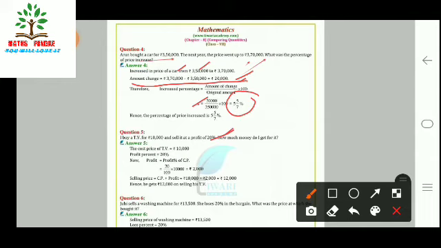Now then we have: I bought a TV for rupees 10,000 and sold it at a profit of 20%. How much money do I get for it? So looking here, the cost price of the TV is 10,000. Profit percent is 20%. Now the profit is equal to profit percent of CP, which means 20 upon 100 into 10,000, which is equal to 2,000. So selling price is CP plus profit, which is 10,000 plus 2,000, equal to 12,000. Then he gets 12,000 on selling his TV.